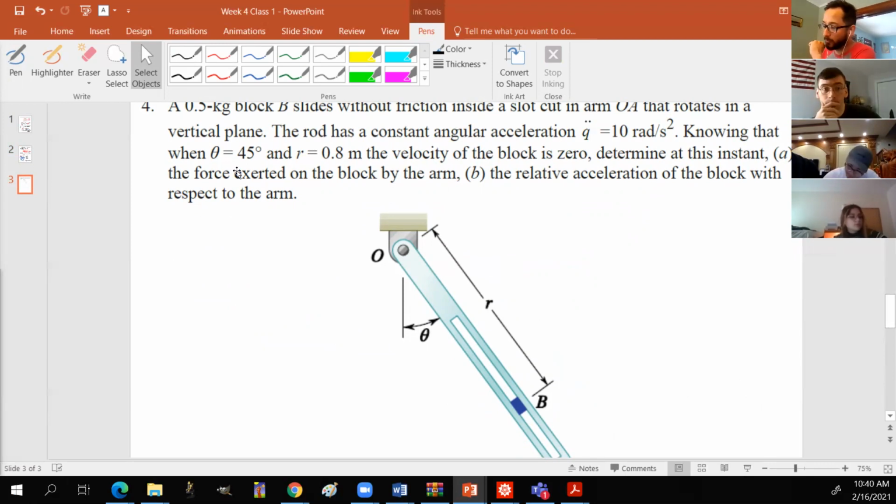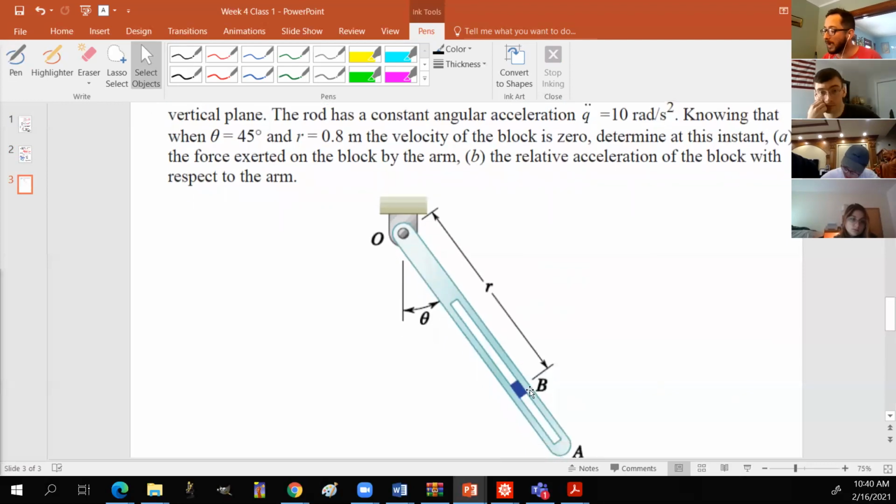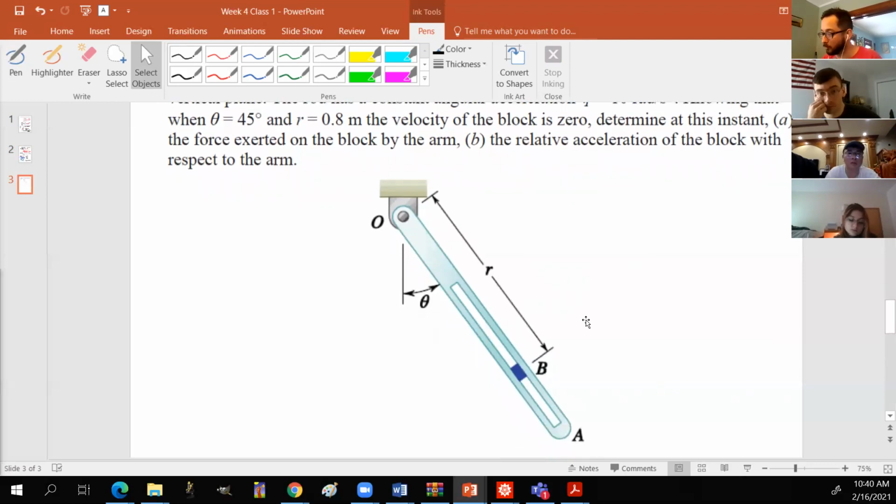And you're told that when theta is equal to 45 degrees and the radius, so basically the distance from the point O of this block is 0.8 meters, and the velocity of the block is 0, you're asked to find the force exerted on the block by the arm. So basically, what is the force that the arm is exerting on the block? And you're also asked to find the relative acceleration of this block with respect to the arm.